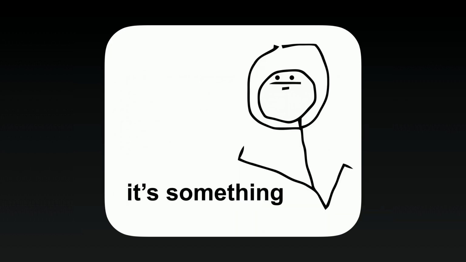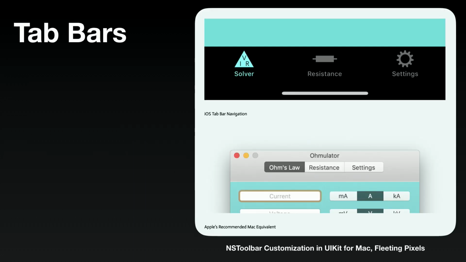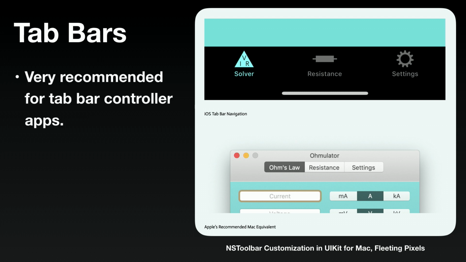So when we're talking about updating an iOS app, or iPad app, sorry, to macOS, what can we actually do? First things first, the main thing you can do is tab bars. Basically, most iOS apps these days have a very traditional model where you have a centralized UITabBarController, and that just kicks you off to different parts of the app.